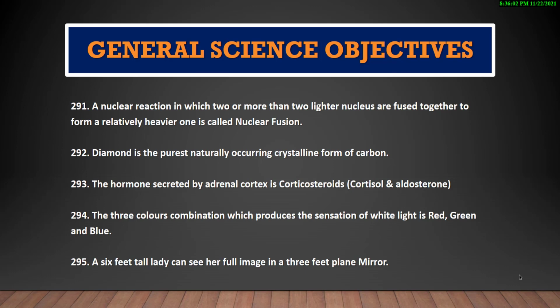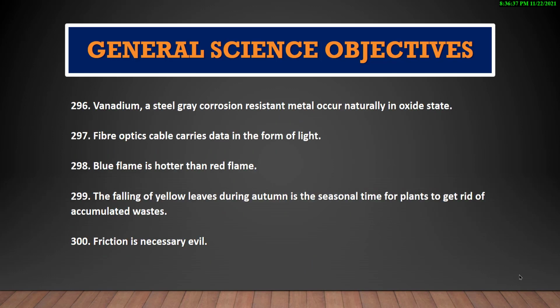Diamond is the purest naturally occurring crystalline form of carbon. The hormones secreted by adrenal cortex are corticosteroids, cortisol and aldosterone. The 3 colors combination which produces the sensation of white light is red, green and blue. A 6 feet tall lady can see her full image in a 3 feet plane mirror.